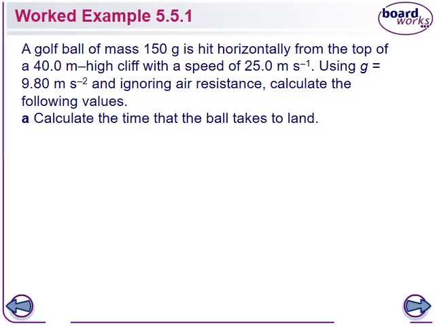All right, what's the first thing we do? Draw a diagram. Excellent. Our diagram should have all of the information we know. So there is our golf ball. The mass of the golf ball is 150 grams, and it's a 40-metre high cliff. What else? Speed of 25 metres per second.